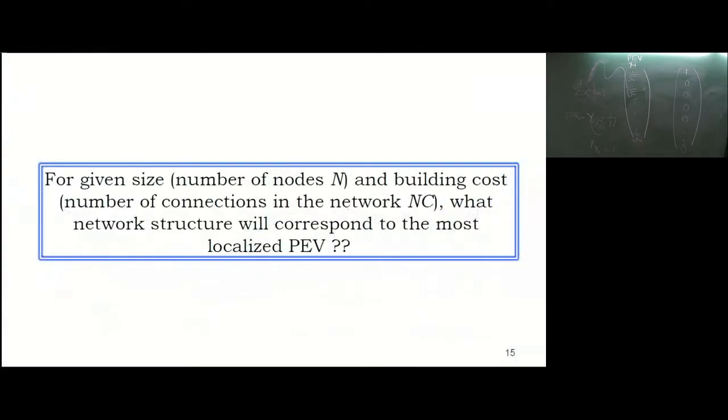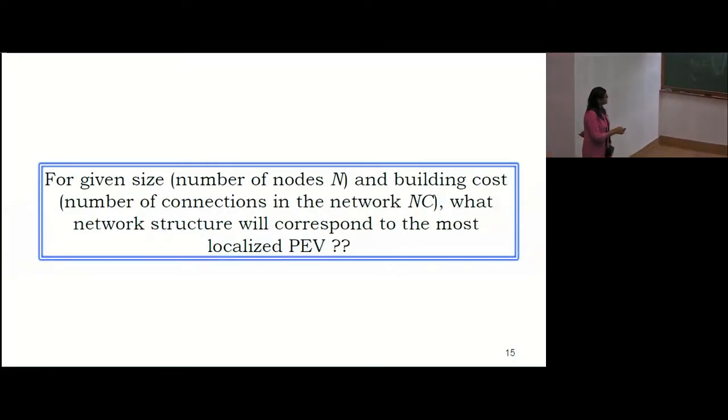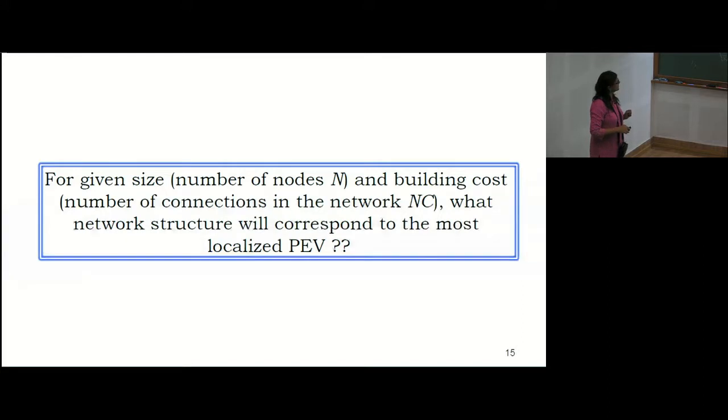So now let me pose the problem, a mathematical or computational problem. For a given size, meaning number of nodes, right now I'm talking about the single layer network, and then I will show how we do the same with the multi-layer. For a given size, meaning number of nodes, and building cost, which is the number of connections, I am posing the question: what network structure will correspond to the most localized PV? Suppose given n and a given number of connections, what network will you draw so that you have the most localized PV?